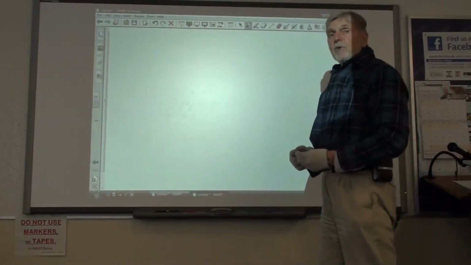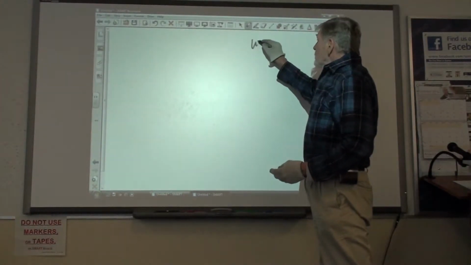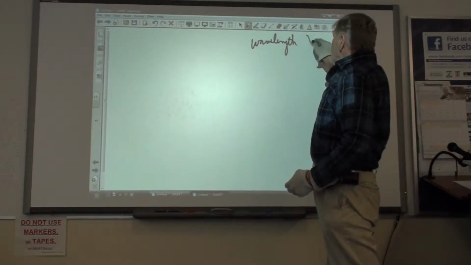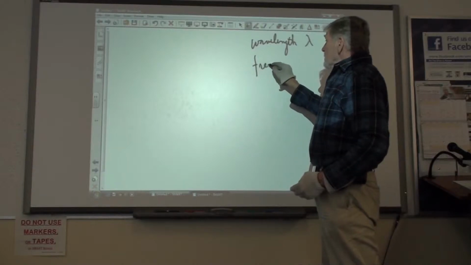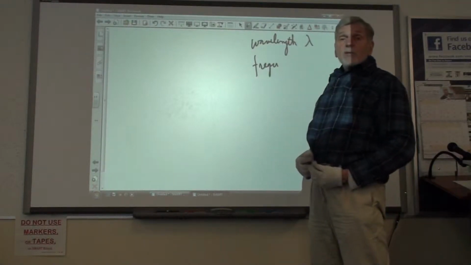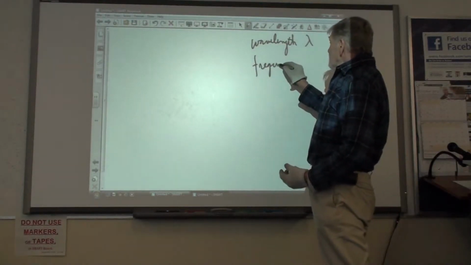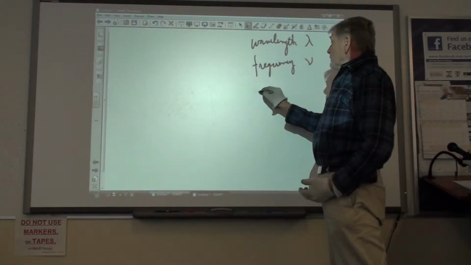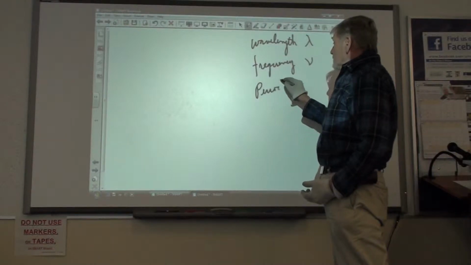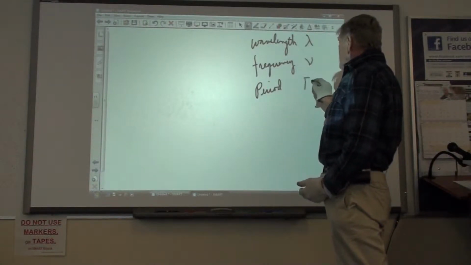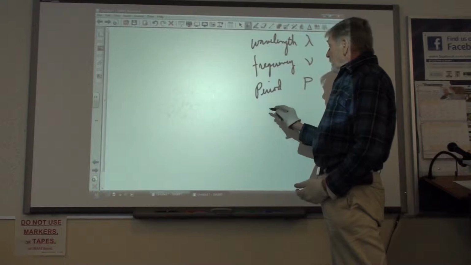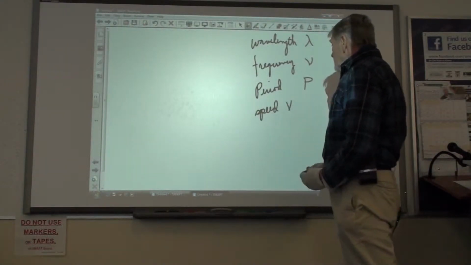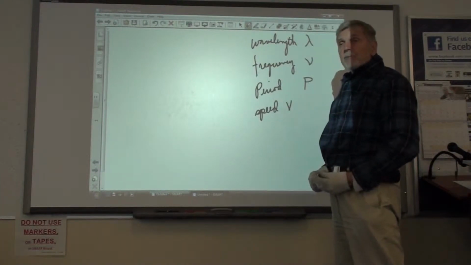We have identified four basic wave parameters: the wavelength, which we call by the Greek letter lambda; the frequency, or the number of wave crests per second that pass a given point, which we call by the Greek letter nu; the period, the amount of time it takes for one wave to pass a given point, which we call capital P; and also the speed of the wave, which up to now we have called v, indicating a velocity for any speed whatsoever.